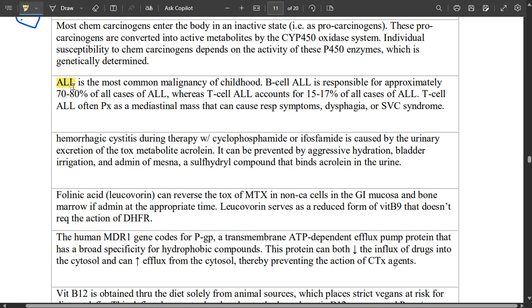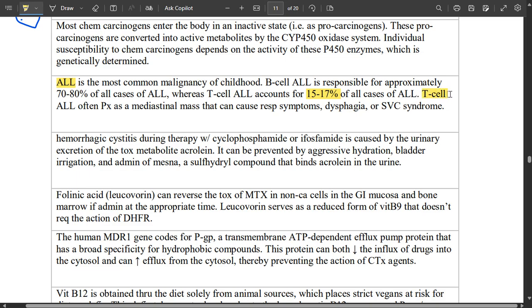Next point, ALL. Acute lymphoblastic leukemia is the most common malignancy of childhood. So ALL is most common in childhood. B-ALL is responsible for approximately 70 to 80% of cases of ALL, whereas T-ALL accounts for 15 to 17%. So B-ALL is more common than T-ALL, and T cell ALL often presents as a mediastinal mass.